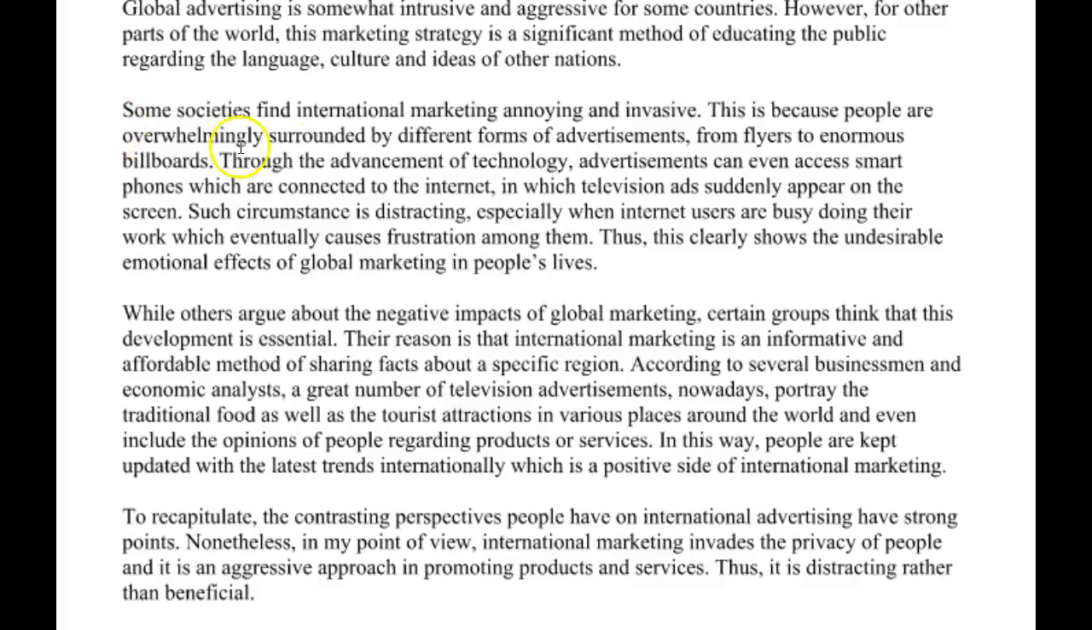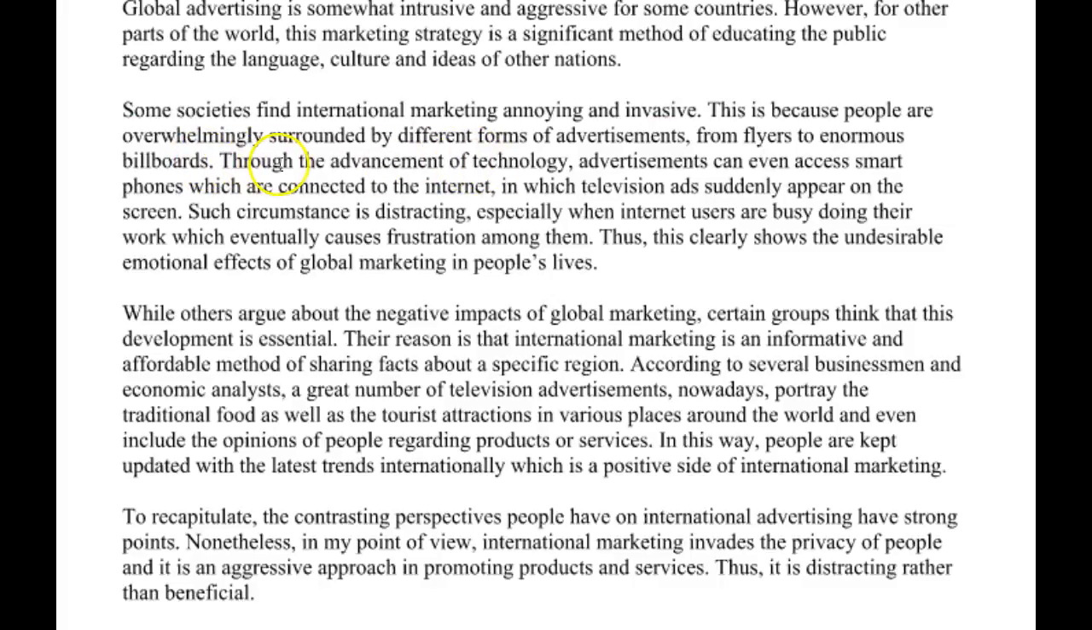Because if we say they are overwhelmingly surrounded, then we talk about their response to being surrounded by advertising. And we're not really sure what their response is. We can't speak to them at the moment. We don't have data on what their response is. So we can't really talk about it. So let's just say many people are surrounded by a myriad of advertisements, from flyers to billboards.